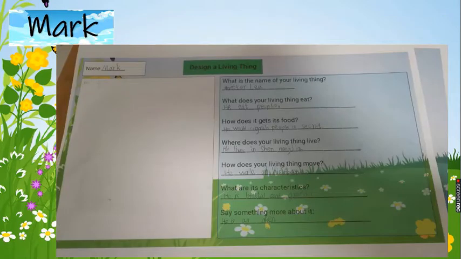Now let's move on to Mark's living thing. So Mark also wasn't able to draw anything here or have some pictures, but if you have it, Mark, please send it. It's okay. The name of the living thing is Monster Lee. Monster. And the name is Lee. Well, monsters are living things now.